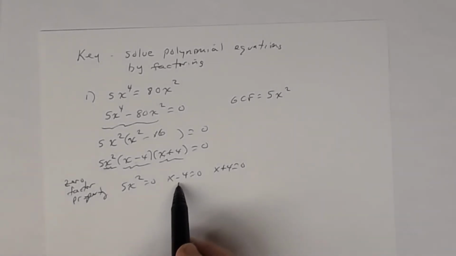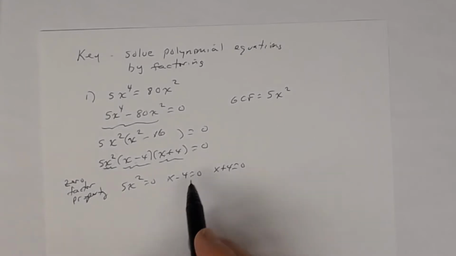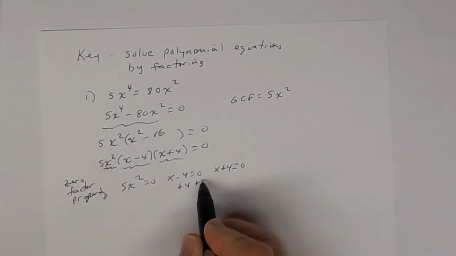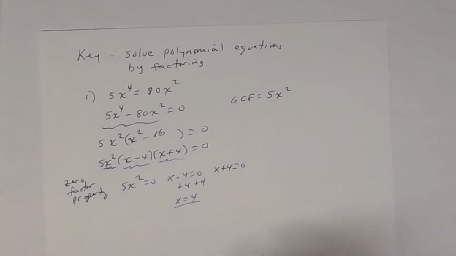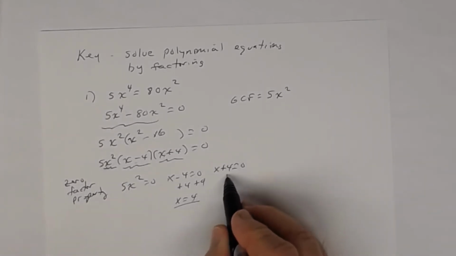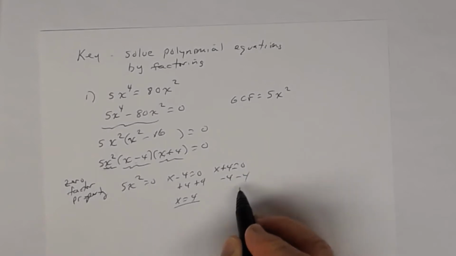Now I'm going to start with this one because this one's easy. We have this linear equation, and since the coefficient of x here is 1, I can quickly get the solution by just adding 4 to both sides. So there's one of my solutions. One of your solutions is 4. Over here I have this linear equation also, so I'm going to subtract 4 from both sides, and I get x equals negative 4.